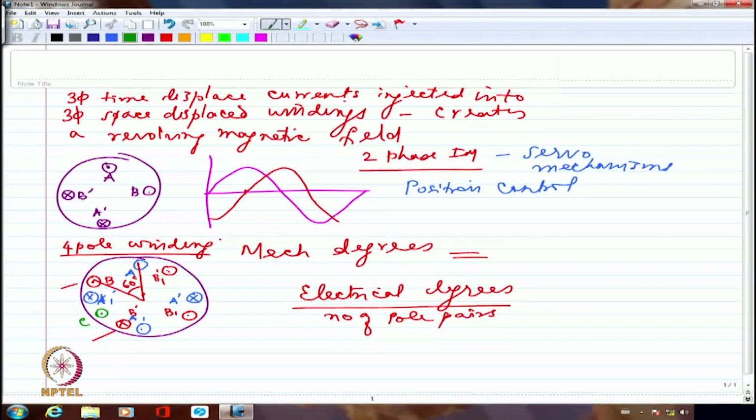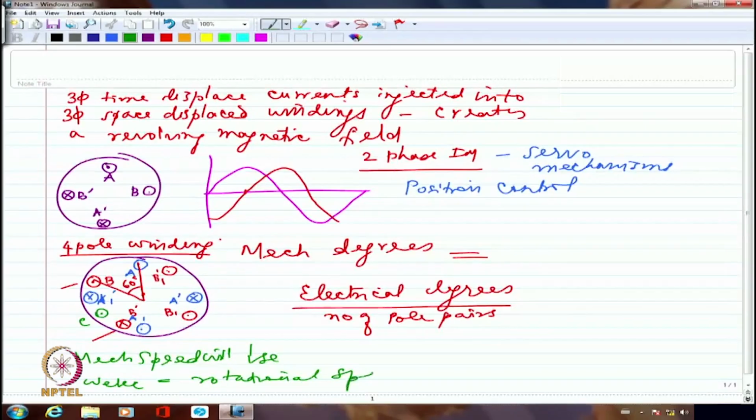So we are actually looking at multiple poles coming into picture, in which case I am going to have the mechanical speed decreasing. So the mechanical speed will decrease because it is actually divided by the number of pole pairs. I said originally that omega electrical will be equal to the rotational speed of the field, magnetic field.